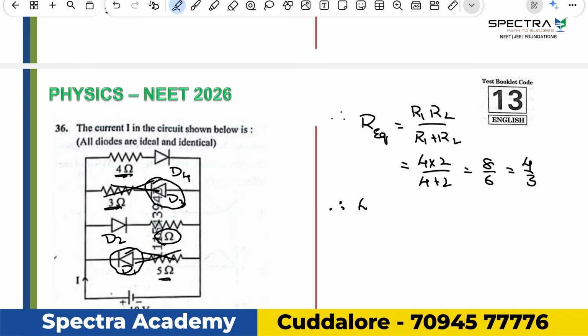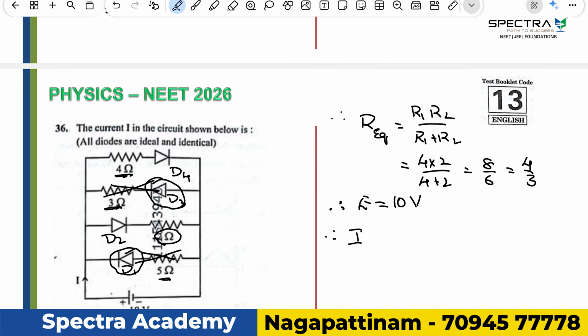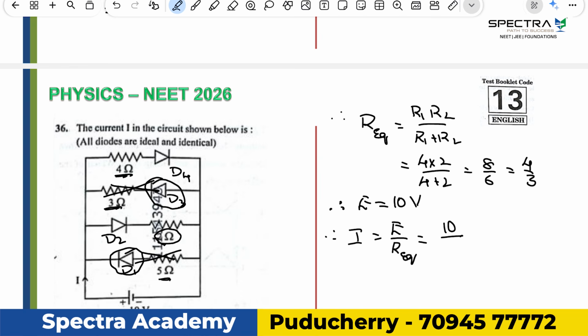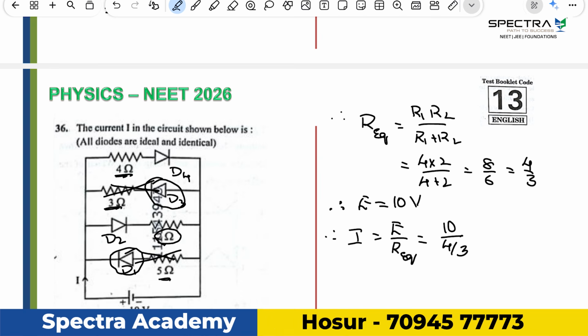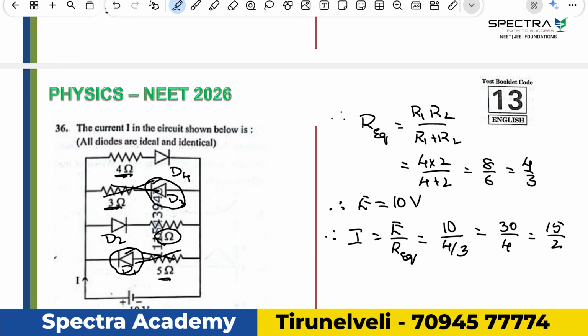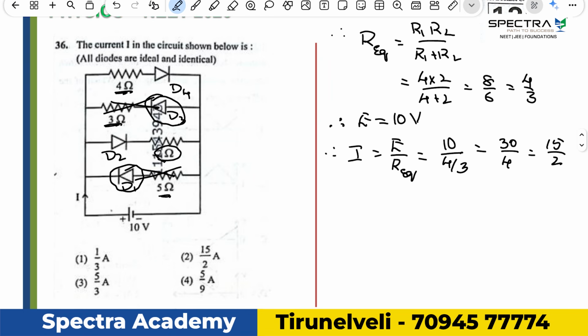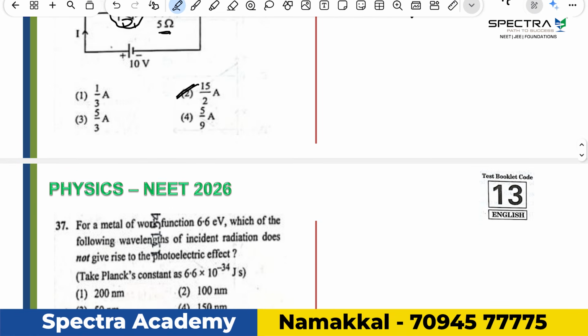Therefore, what is the EMF of the cell? They have given 10 volt. Clear? Therefore, what is the current? Current is equal to E by R equivalent. So E is equal to 10 and R equivalent is equal to 4 by 3. Whenever we do simplification, we get 30 by 4, which is nothing but 15 by 2 ampere. Hence, we can select option 2 as the right answer. Got it, students? Move on to the next one.